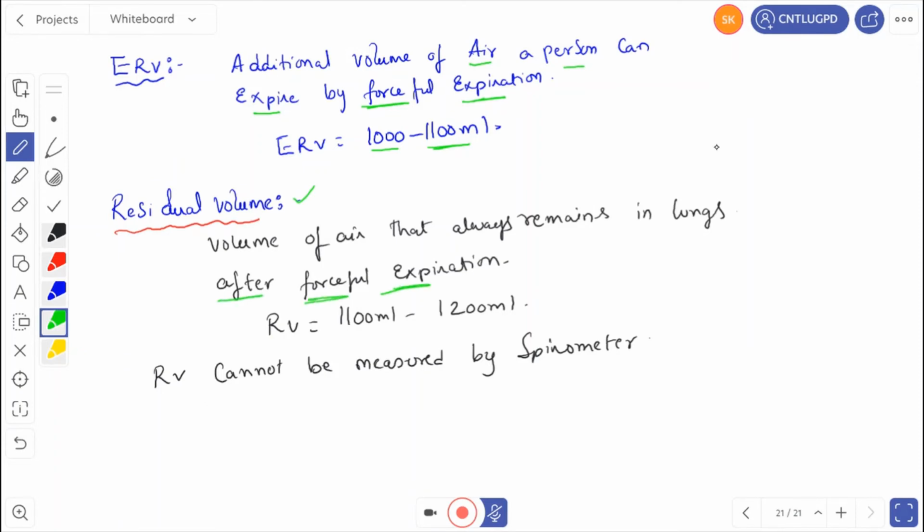Okay, you are undergoing forceful expiration. After forceful expiration, some volume of air still remains in the lungs. This air is not sent outside. The air which is not sent outside by forceful expiration is called residual volume, that is around 1100 ml to 1200 ml. Residual volume cannot be measured by spirometer.